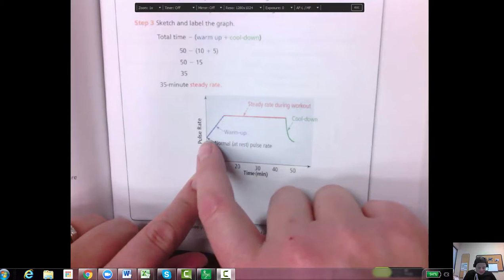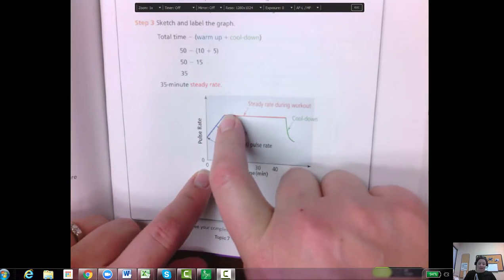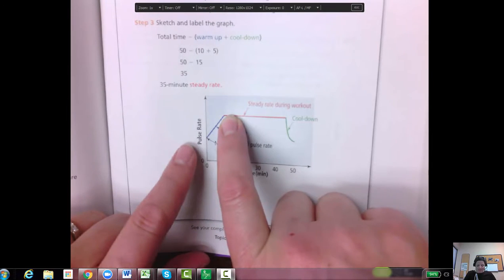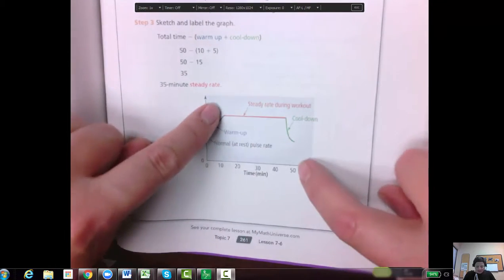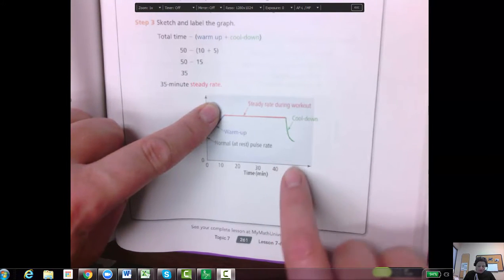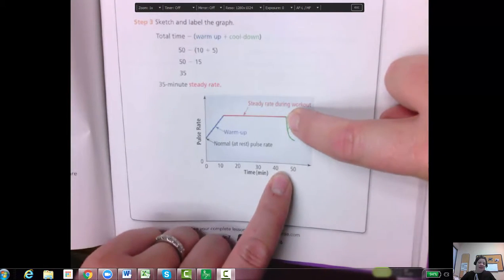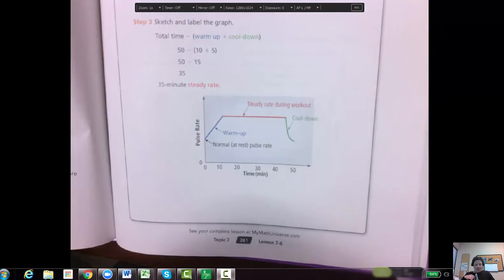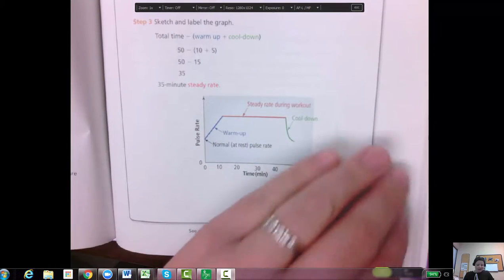So if I took the 50 minutes and took off the 10 minutes, right? Then I'm at 40 minutes, but we have the 5 minutes for the cool down. So we know from here to here is the full 40, but we want 5 minutes to be the cool down. So we're going to go up to 45 minutes with the steady rate and then down for our cool down. So your graph would look something like this. This may have been a line, but it's still going to be similar.